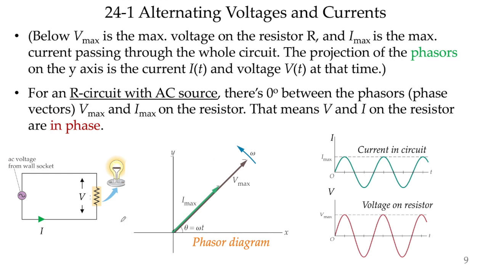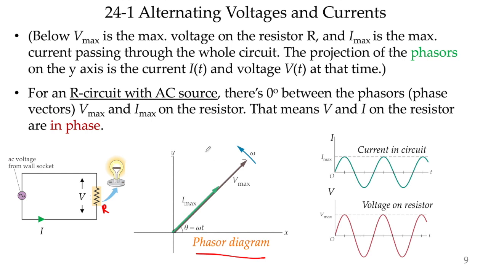Now I'm going to show you how we use phasor diagrams for the first circuit that we did, which is basically an AC circuit with resistor R. Again, this resistor could be a light bulb, it could be a heater, anything. So now how do we use the phasors with an AC circuit with only R resistance?